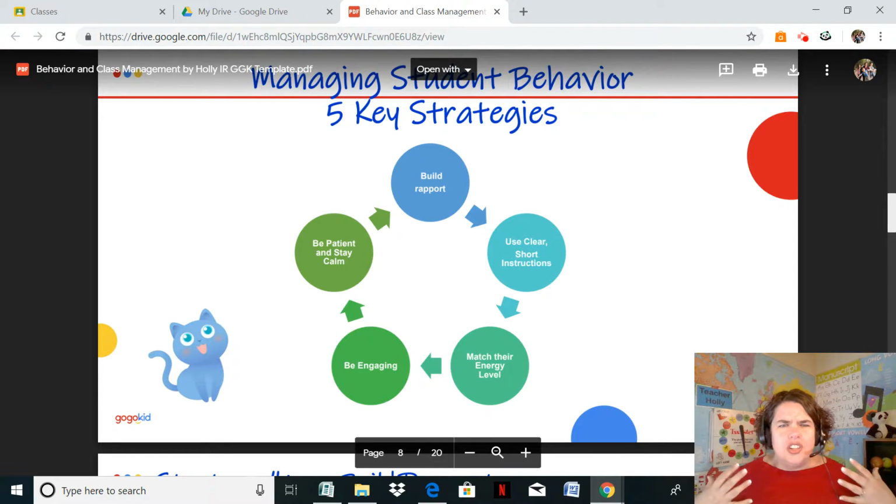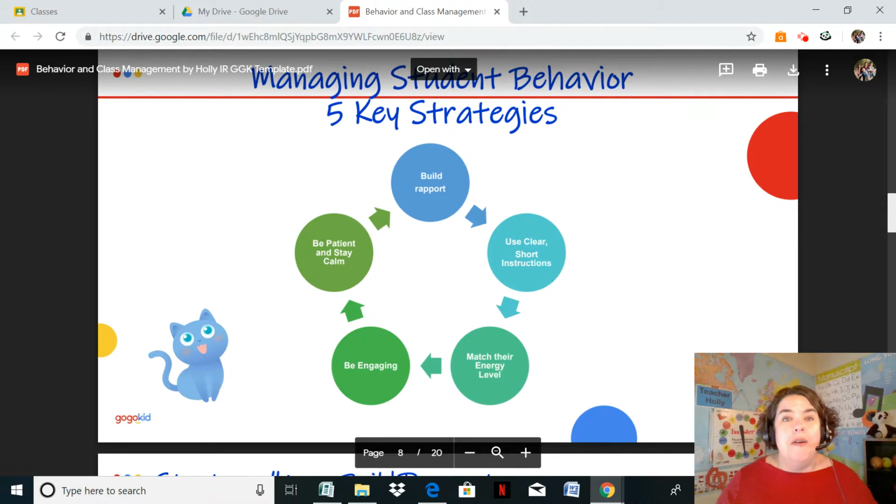Also, use clear, short instructions. We like to talk. I like to talk. We like to talk. The shorter the instructions, the clearer you are, the better the class will go. Because a student who is frustrated will probably misbehave. A student who is confused will probably feel anxiety and misbehave. When we keep it clear and we keep it short, the students know exactly what's expected of them, and they're more likely to fall in line with what we're wanting them to do.